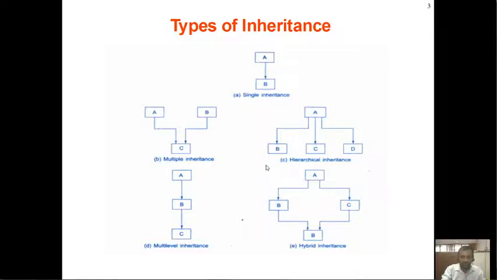Third is hierarchical inheritance. In this case, from one class we are extending more than one class. Here we are creating three classes from class A, namely B, C and D. Next is multi-level inheritance. So in this case, first of all we have inherited class B from A, and further from B we have inherited class C. So this level can go to n number of levels. And then we have hybrid inheritance. Basically hybrid inheritance is a combination of all this.